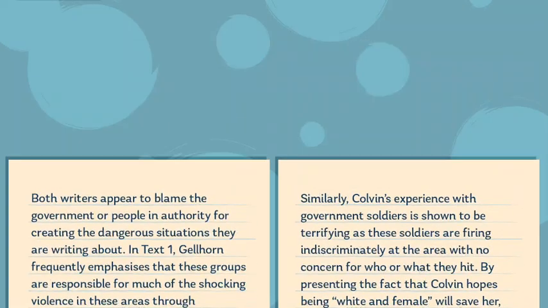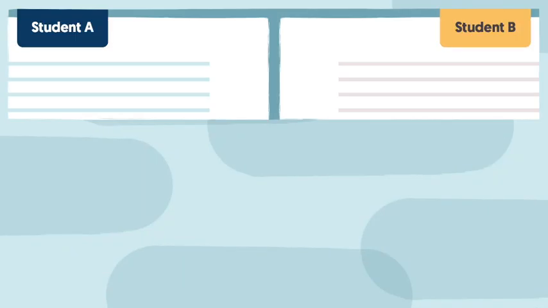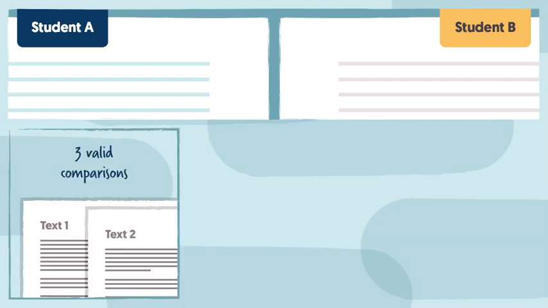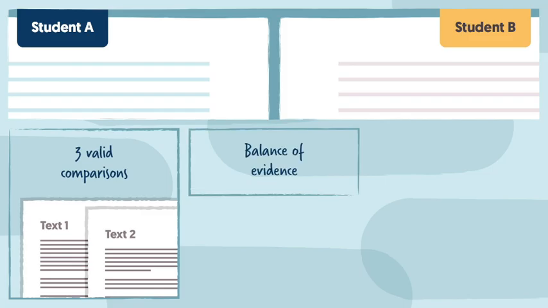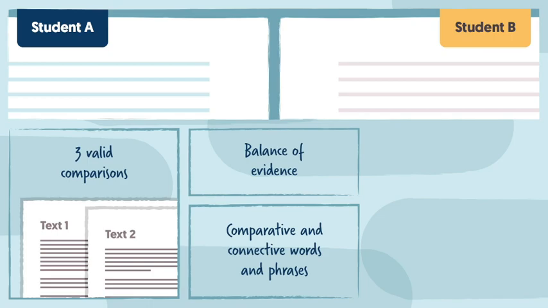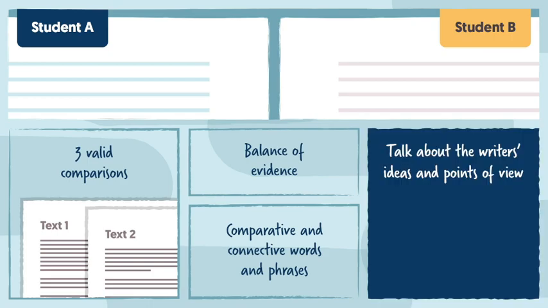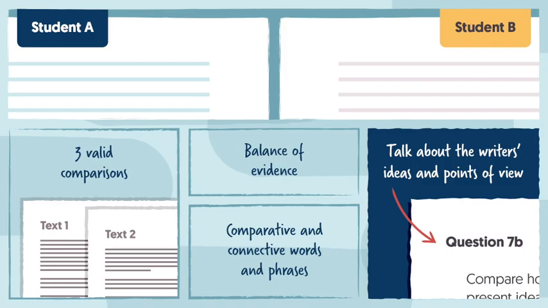We'll leave it there. Hopefully you can see the difference between the two responses. To recap our top tips for this question, you need to include at least 3 valid comparisons between the texts. Use a balance of evidence from both texts. Use comparative and connective words and phrases. And talk about the writer's ideas and points of view about the specific focus of the question.